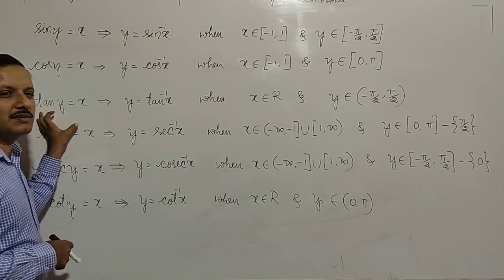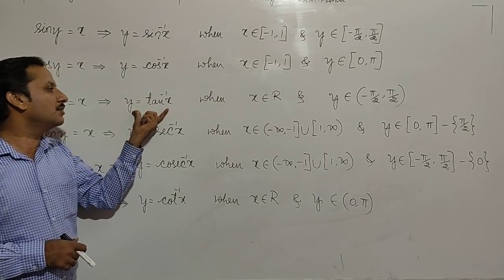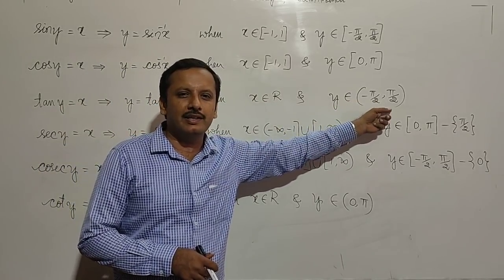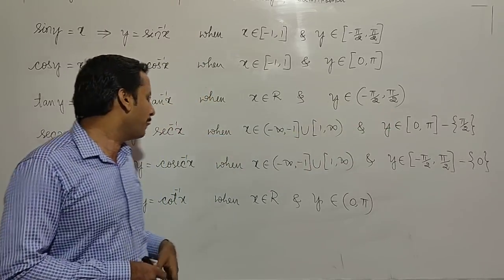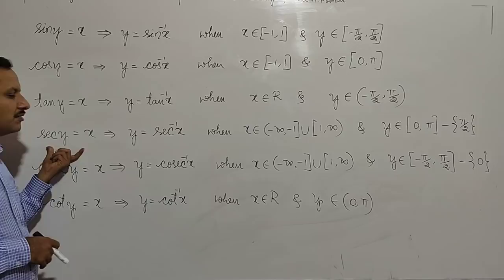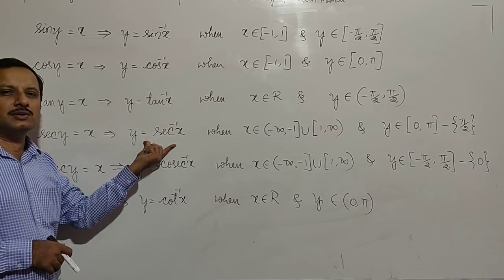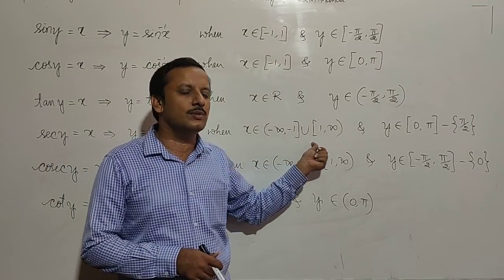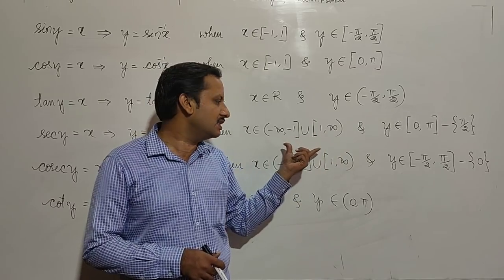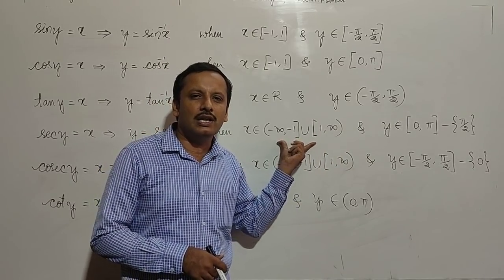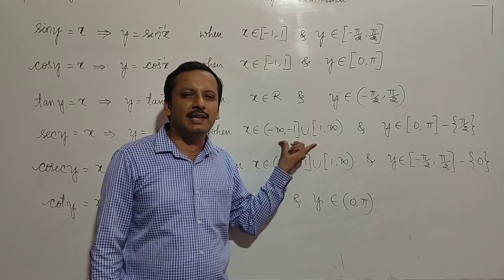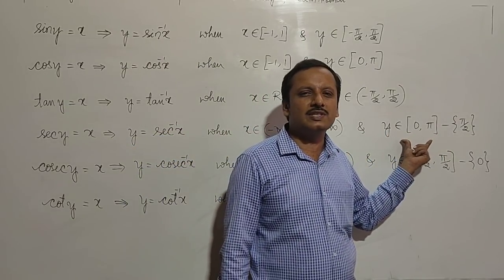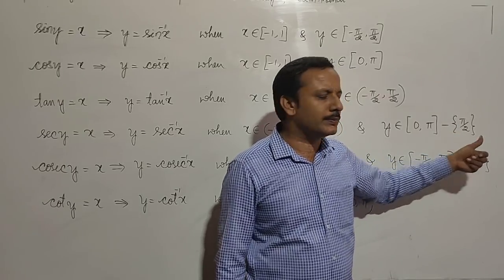Then tan y is equal to x will imply y is equal to tan inverse x when x is any real number and y belongs to the open interval -pi by 2 to pi by 2. Then secant y is equal to x will imply that y is equal to secant inverse x when x lies in this interval -infinity to -1 union 1 to infinity. In other words, we can also write this as the set of all real numbers except the open interval -1 to 1, and y lies in the closed interval 0 to pi except pi by 2.